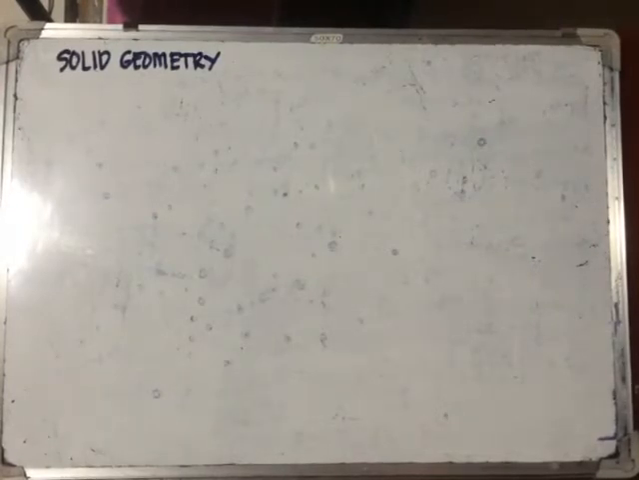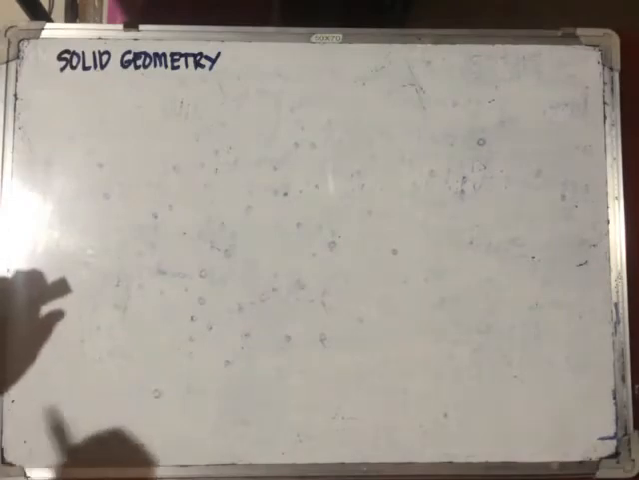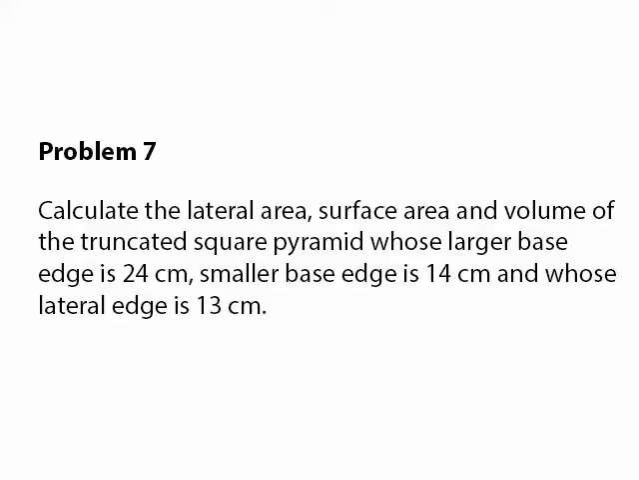Okay. So, our next part is, let's talk about pyramids naman. So, pyramids. We built it on a solid rock. Sabi ng kanta, di ba? Like a pyramid, like a pyramid. Ganun daw, no? Okay. Ayan. So, we have here, calculate the lateral area, the surface area, and the volume of the truncated square pyramid whose larger base edge is 24 centimeters and smaller base edge 14 centimeters and whose lateral edge is 13 centimeters.